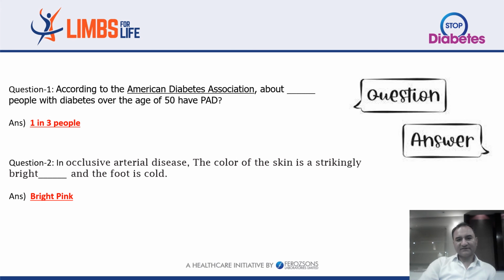So we've got a few questions and answers according to the American Diabetic Association about how many people with diabetes over the age of 50 have peripheral arterial disease. So it's 1 in 3 people. And the second question is, in occlusive arterial disease, the color of the skin is strikingly bright. It is bright pink and the foot is cold.